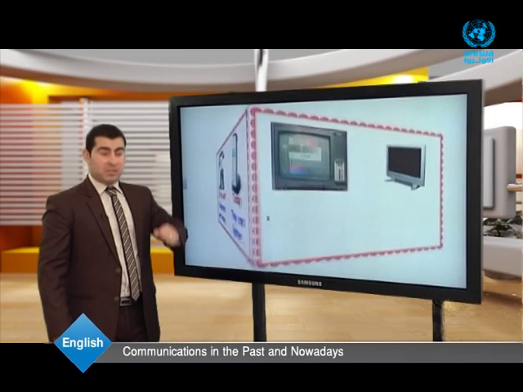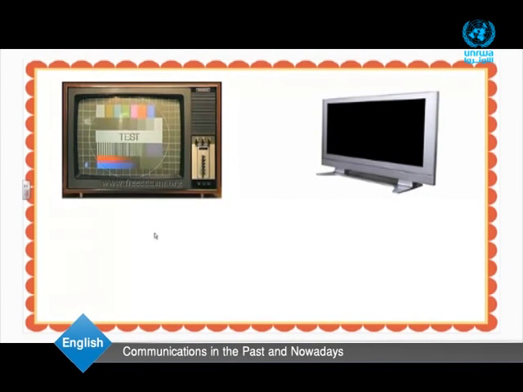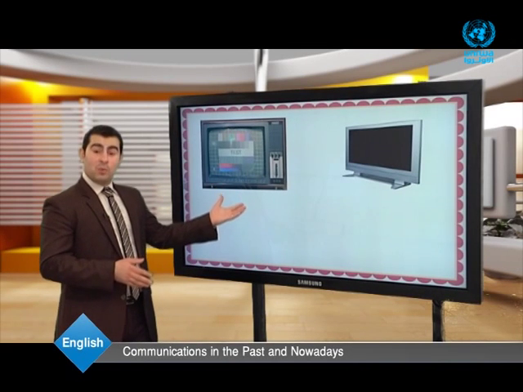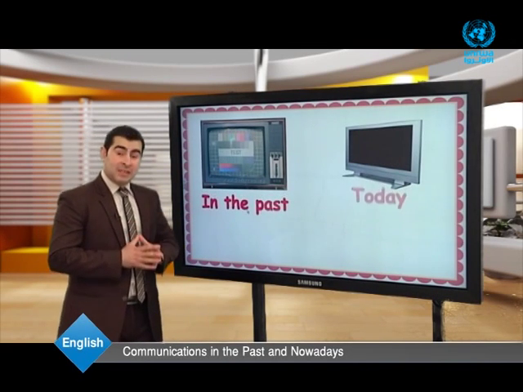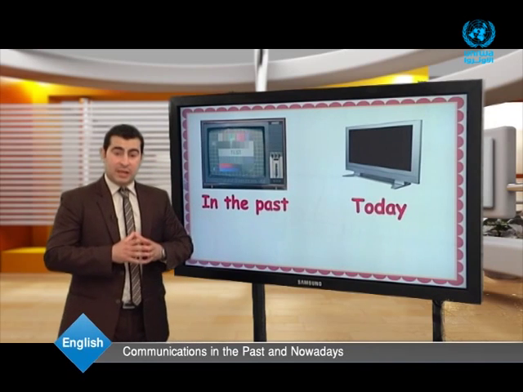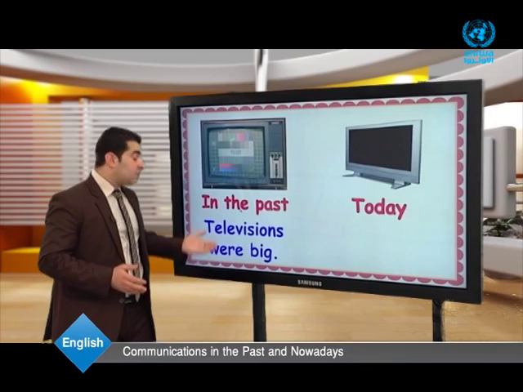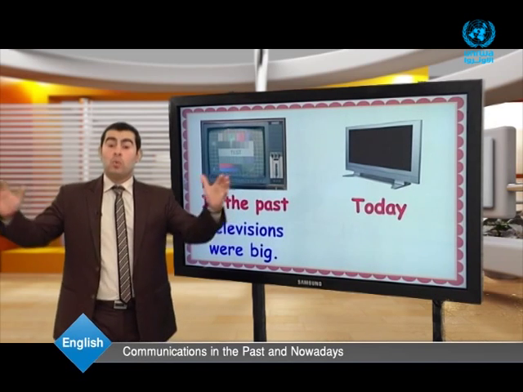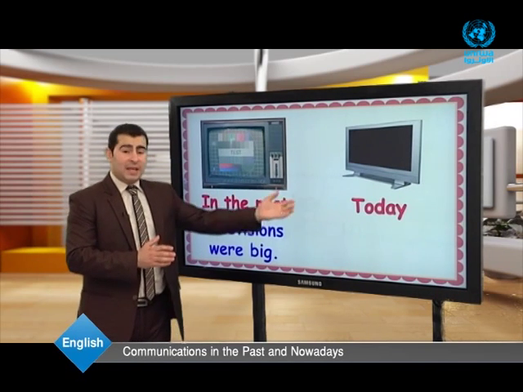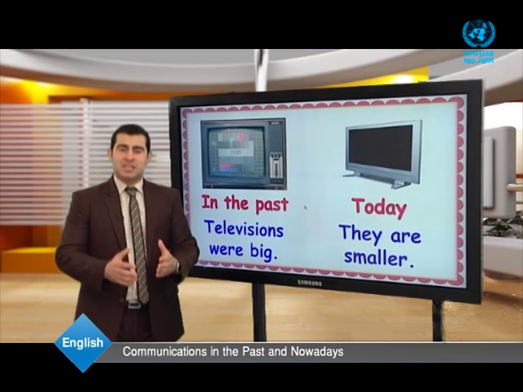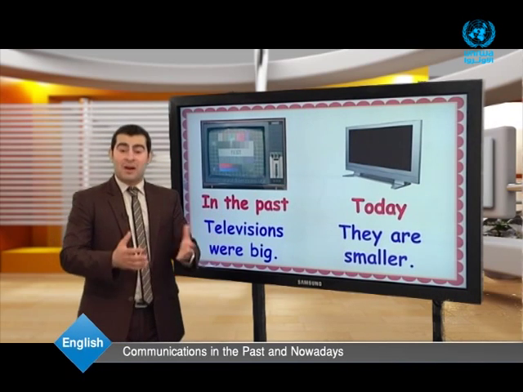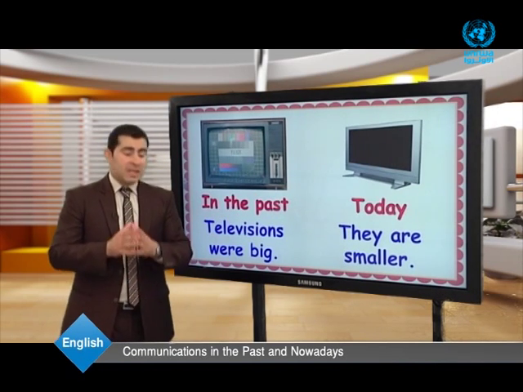Now, the last two pictures. As you can see, dear students, we have two televisions. This one was in the past, and this one is today. Now, we will say, in the past, televisions were big, but today, look, they are smaller. Televisions are smaller.